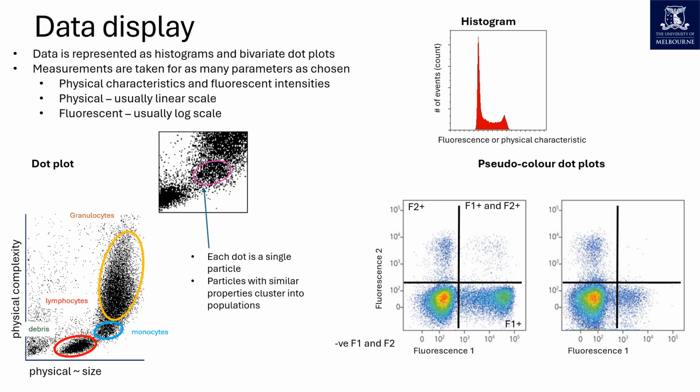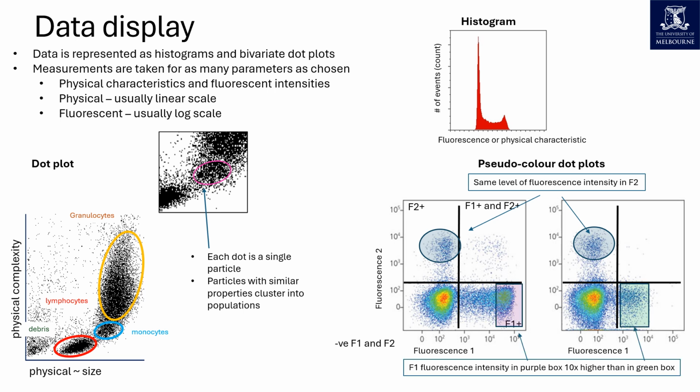You'll notice on these plots that we are using a log scale to measure fluorescence. Measuring fluorescence on a log scale allows us to display low to high fluorescence intensity on the same scale. Comparing the particles in the plots side by side, the particles in the blue circles have the same level of fluorescence intensity for fluorescence 2, whereas the particles in the purple box on the left have roughly 10 times the amount of fluorescence intensity of the particles in the green box on the right.